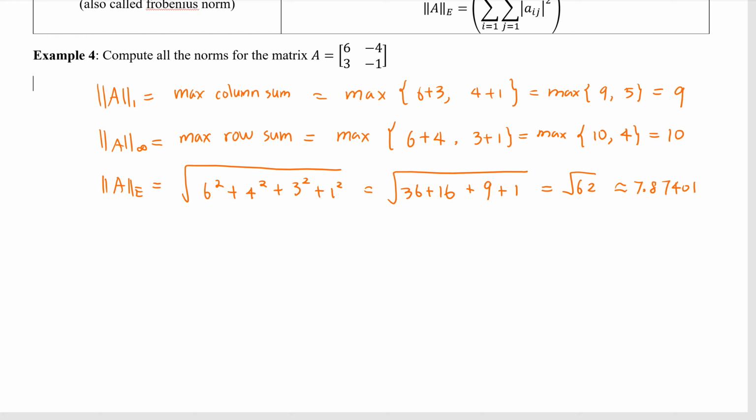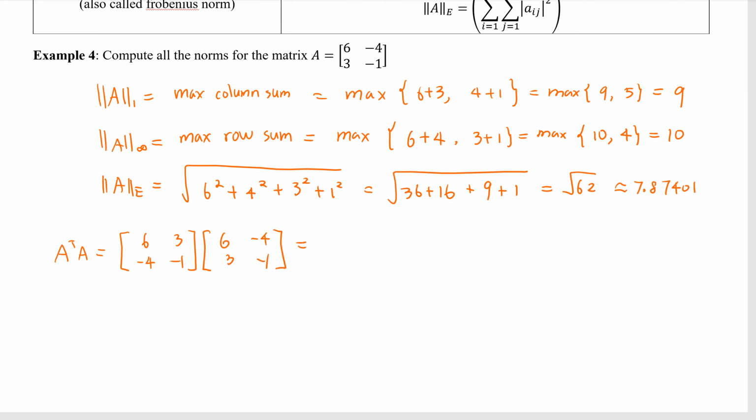7.87401. So far, so good, everybody? Okay, now let's compute the L2 norm. First, we need to compute the matrix A transpose A. And what is that? Well, A transpose, the diagonal elements stay the same, and then we switch the others, right? So -4 now is here, 3 is there. Times A is the same thing.